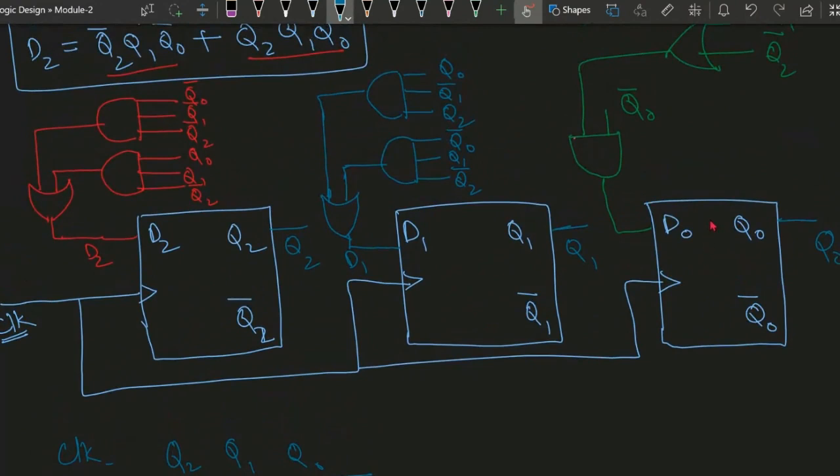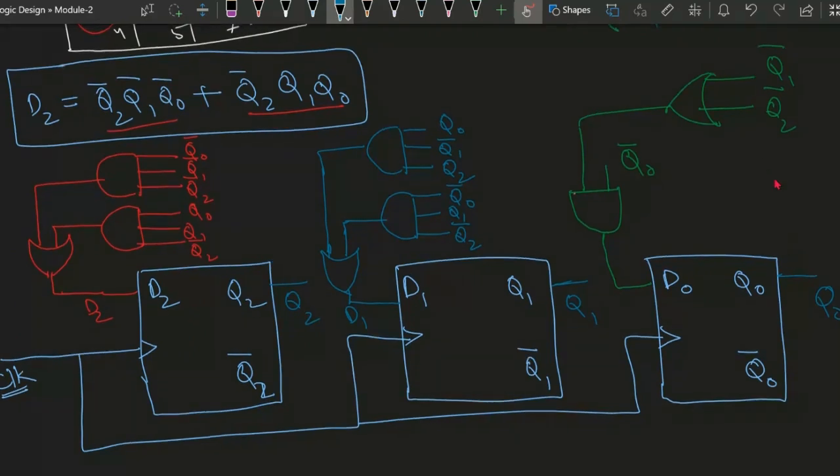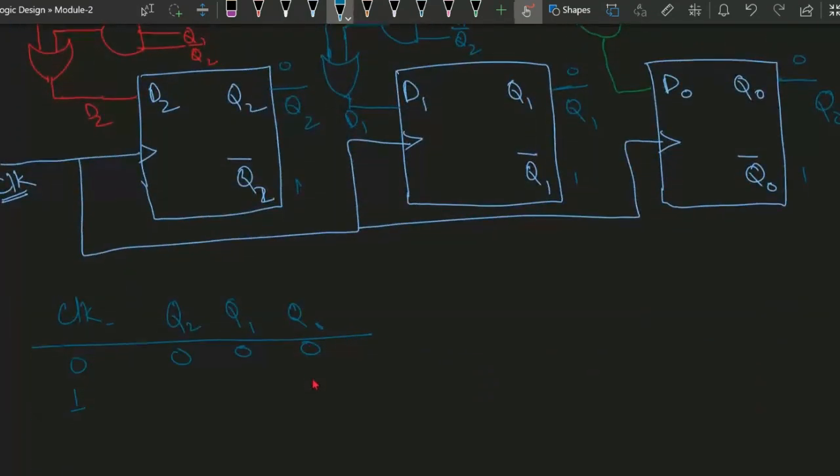Suppose this is 0, so this will be 1. If this is 0, this is 1. If this is 0, this is 1. So from here you can just see Q1 and Q2 bar are 1. Then this is 1 and with Q0 bar, this is 1. So this one is 1, which means D0 is 1. So in the next clock, it becomes 1.